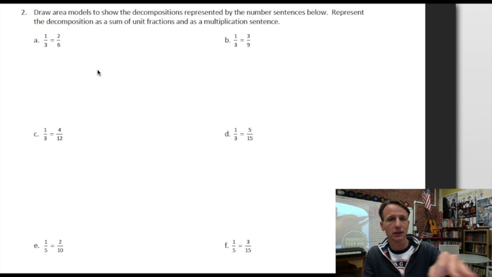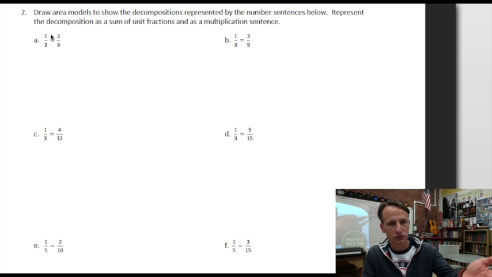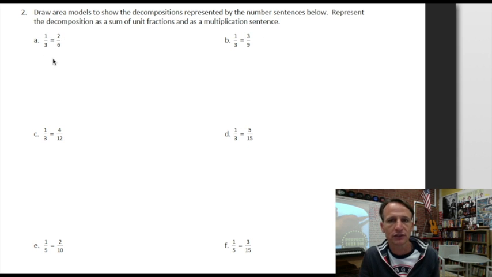Tonight is much better. Despite the way this page looks. But you will have this mastered. If you do this work and dig in, you will know this for the rest of your life and you will be a happier person because of it. We're going to draw area models to show the decompositions represented by the number sentences below. For example, 1/3 equals 2/6. That's what they mean by the number sentences.